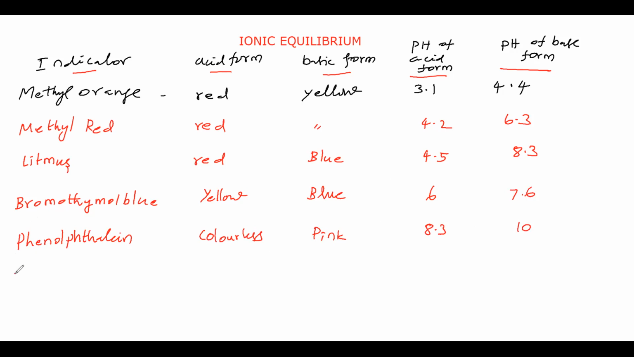Next indicator is malachite green. The acid form is green and the basic form is colorless. The pH of the acid form is 11.4, and the pH of the basic form is 30. These are acid-base indicators. We have seen some types, but still many acid-base indicators are available.